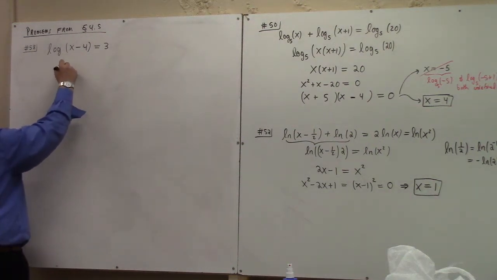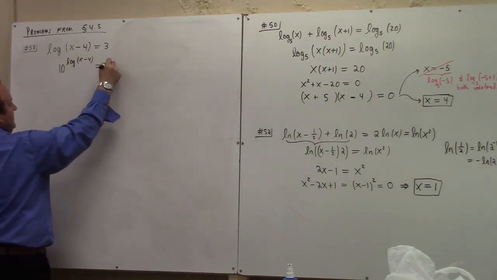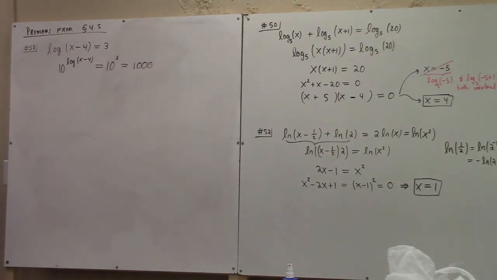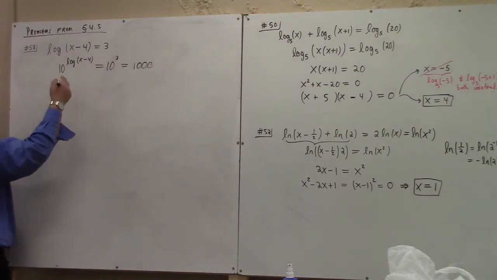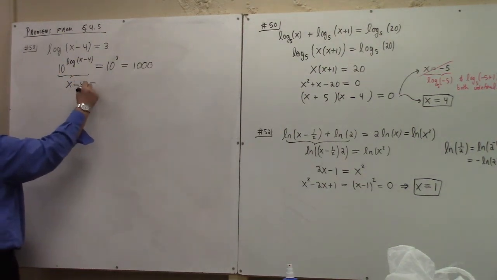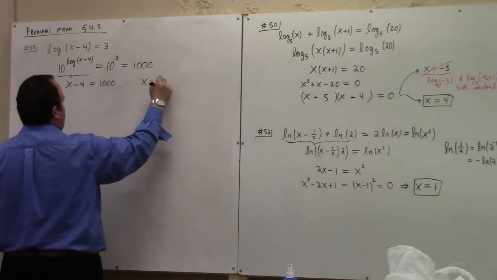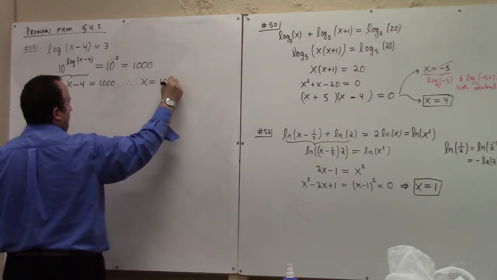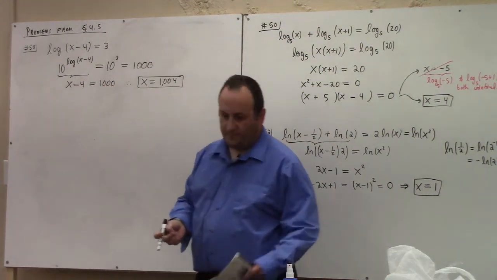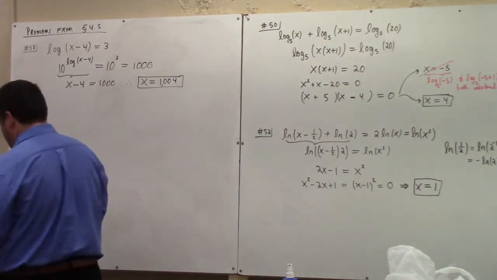So how do we solve this? We do 10 to the log base 10 of x minus 4 equals 10 to the third power. Of course, 10 to the third power is 1,000. And 10 to the log base 10 of x minus 4 is just x minus 4. So we get x minus 4 is equal to 1,000. Therefore, the solution is 1,004. That's how you do these. Well, this one anyway. Let me look at another one.